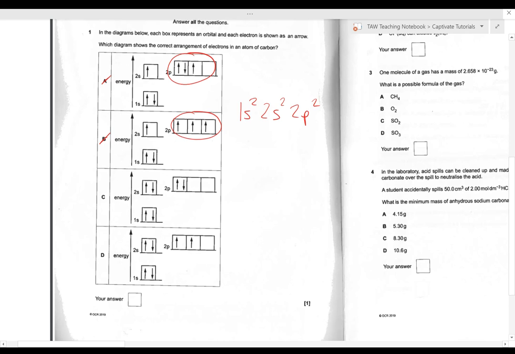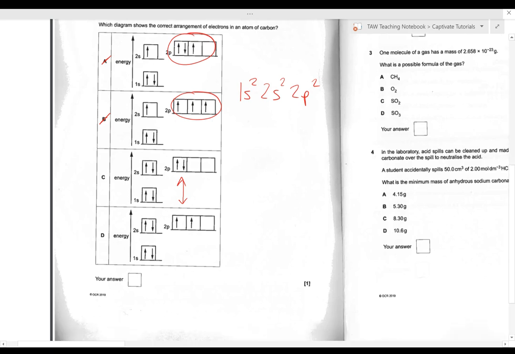Now the difference is we're going to ask ourselves, are these electrons in the 2p subshell paired? Remember a rule, electrons will not pair until they absolutely have to. They'll occupy orbitals singly until they're forced to pair. So C is not the correct answer. The correct answer is D.